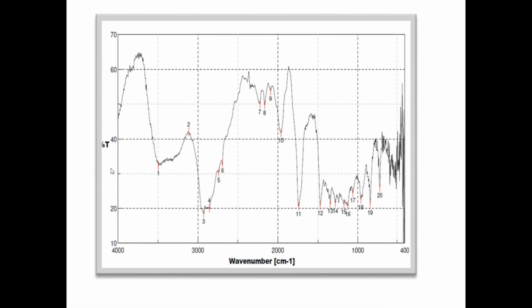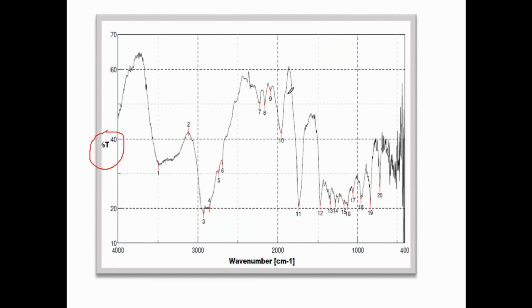Look at the y-axis and x-axis. That's what I want my students to remember. The x-axis is the wave number in this case, that is your wavelength, nothing but wave number. And the y-axis is the percentage transmittance. It's not visible clearly, but it's percentage transmittance. And this is how you get the ups and downs of the peaks.